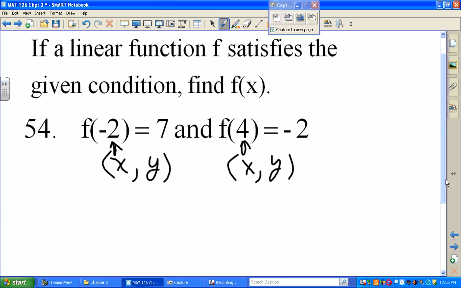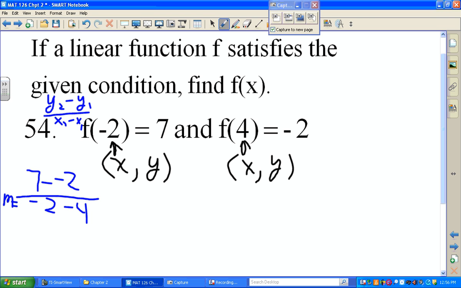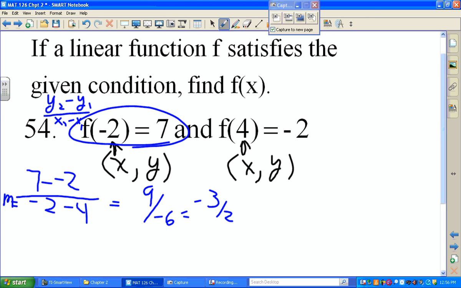Right. If I have a point, let's see, I'll go this way. 7 minus negative 2 all over negative 2 minus 4. That gives me the slope, right? y2 minus y1 over x2 minus x1. I'm not going to use a difference quotient because I don't have a function. I have points. So that gives me 9 over negative 6, which is negative 3/2. There's my slope. I do them all the same way. Given slope, I pick a point, and I solve for b. I know there's other ways of doing it, but I don't do it that way.